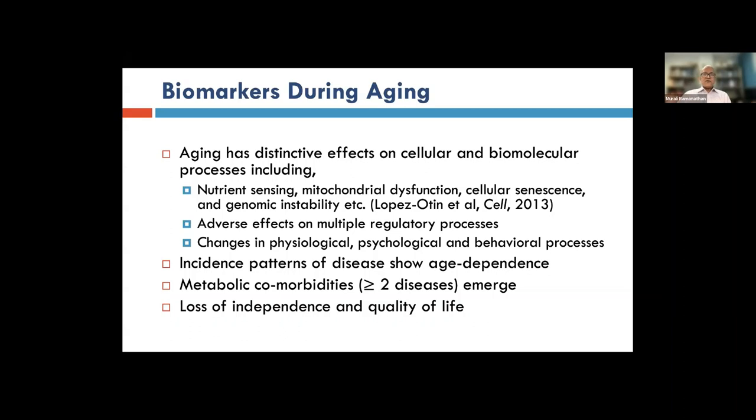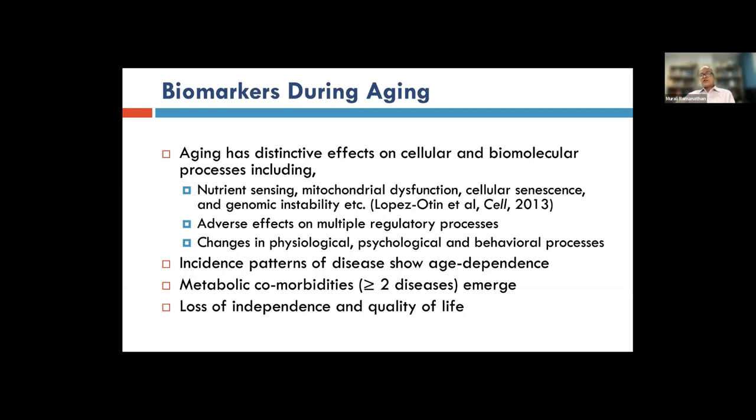And all of us here really know that aging has distinctive effects on cellular and biomolecular processes, and much has been learned about the specific aspects of aging in the last nearly 10 years since this important Cell paper that found 9 key biomolecular and cellular processes that are affected. I haven't listed all 9. I've just pulled out a few that are relevant to my interest in metabolic biomarkers: nutrient sensing, mitochondrial dysfunction, genomic instability, and so on.